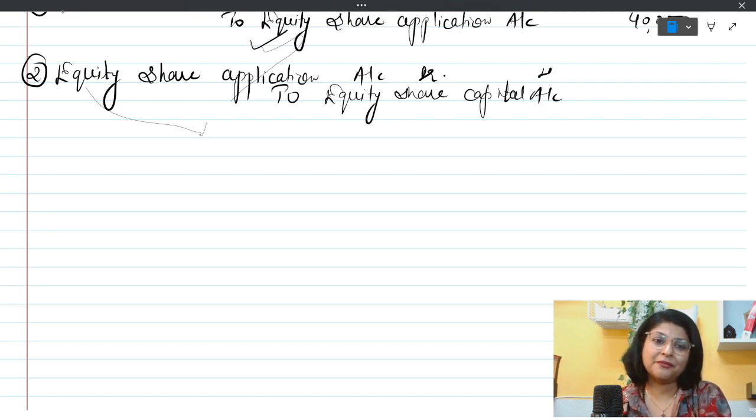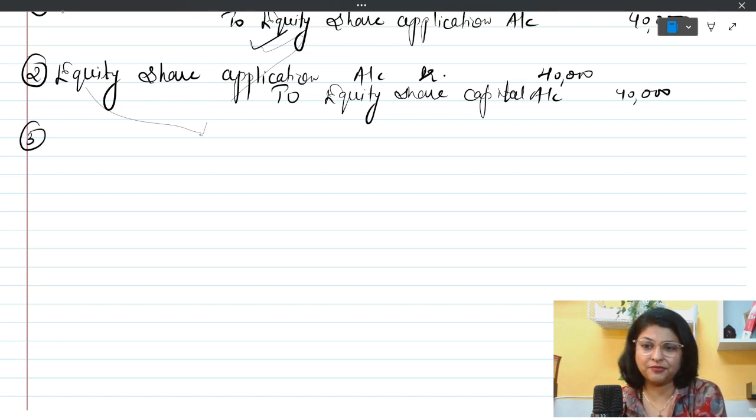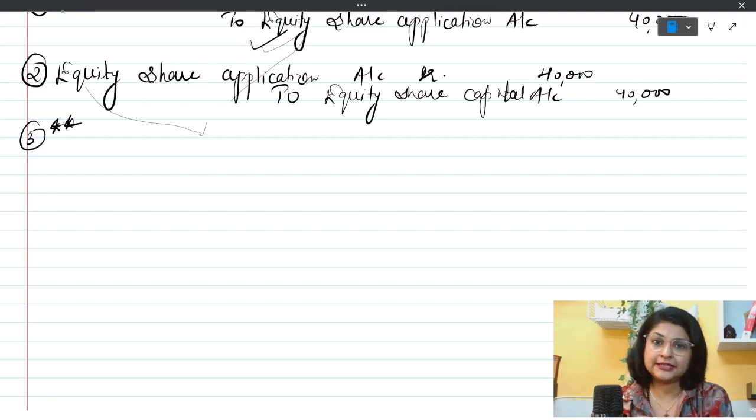Again the same amount, which is 40,000 rupees. Now this third entry is going to be an important entry. So I'm putting a star mark over here because here we have to deal with security premium. So this is the due entry.